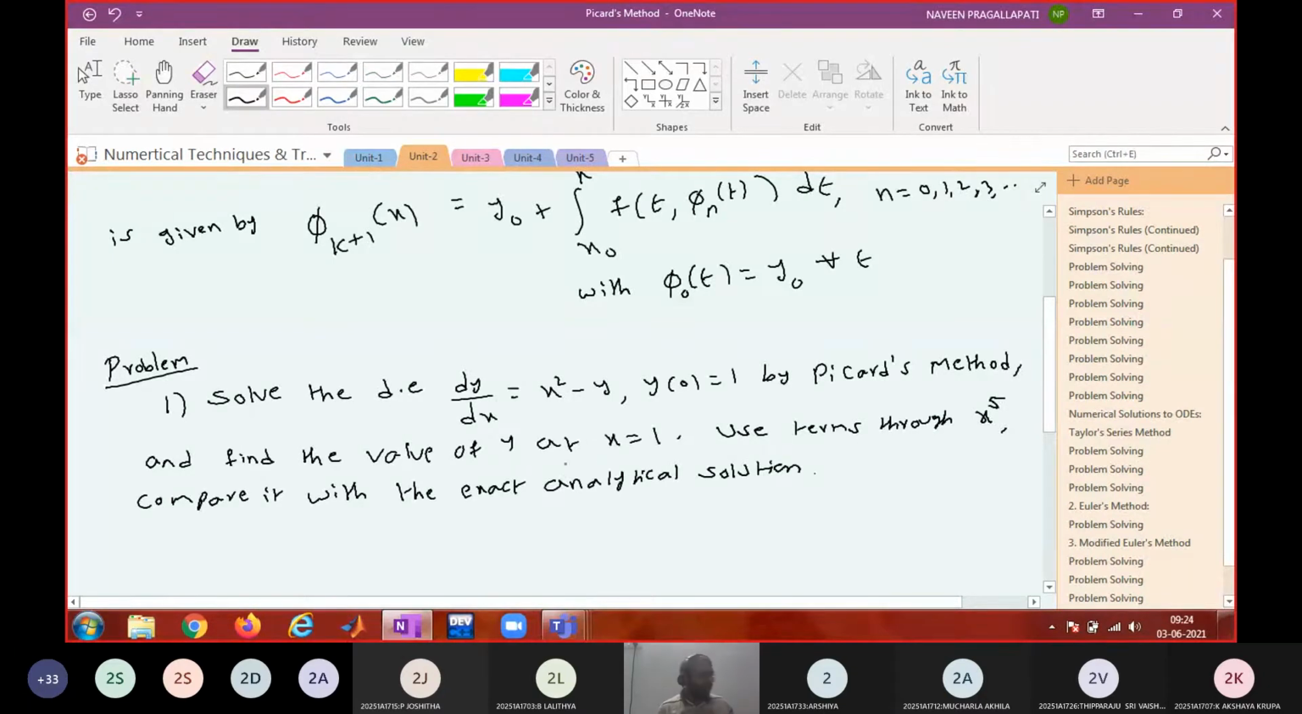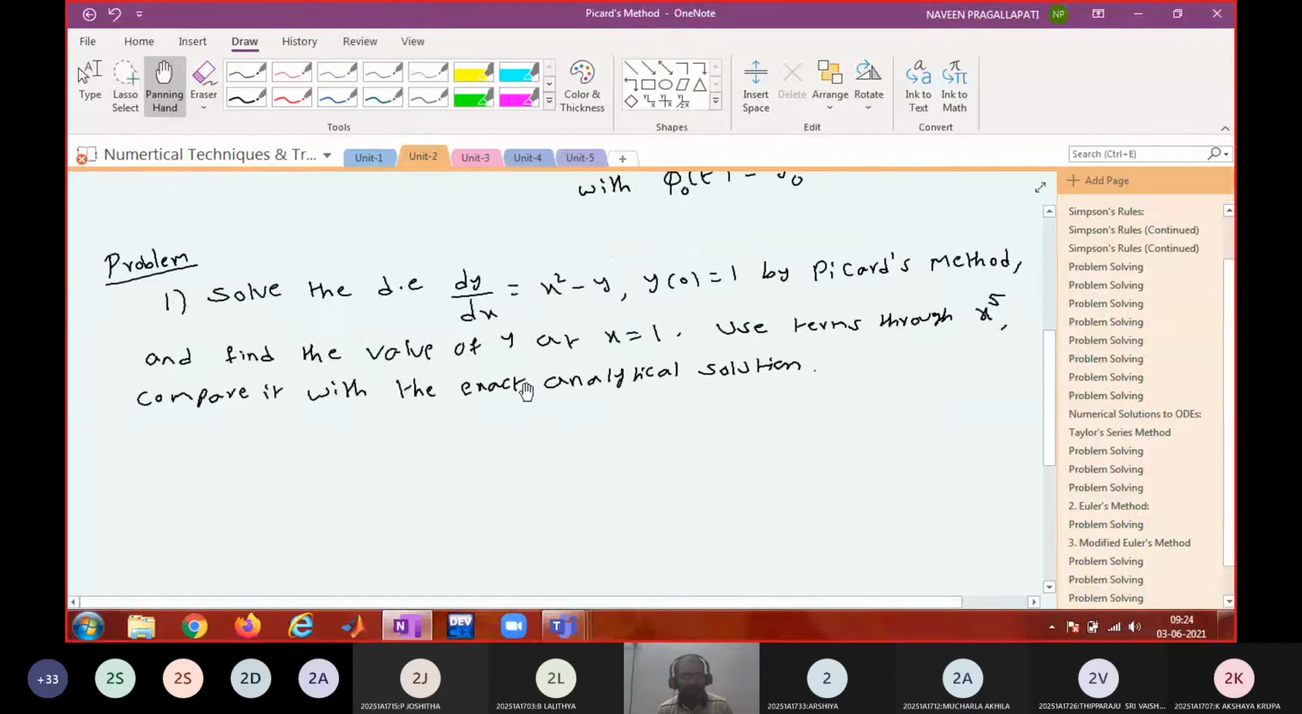So you are asked to find the approximate solution up to the powers of x to the 5, and then find the value at x equal to 1. After finding the value at x equal to 1, you are asked to compare this value with the exact analytical solution.